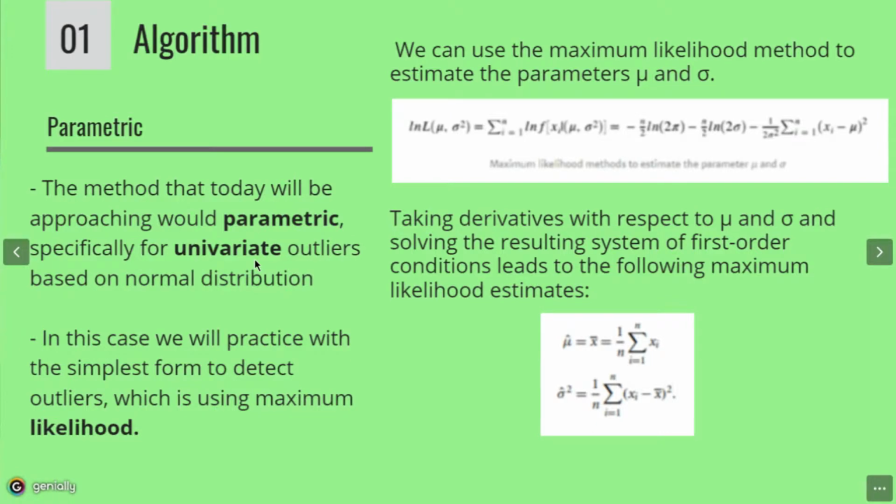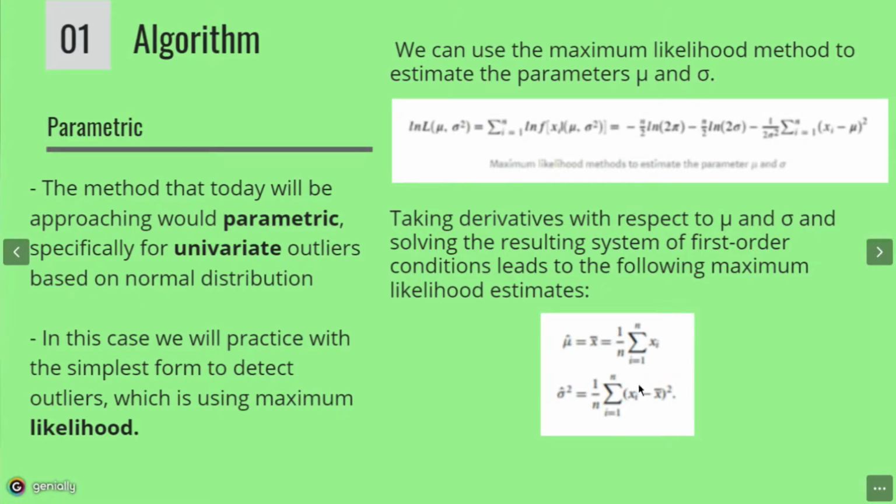We will try to detect outliers by assuming the data follows a normal distribution. In this case, we will practice with the simplest form to detect outliers, which is using maximum likelihood. Using the mean and the standard deviation, we can find outliers in a set of values. We will assume that the data follows a normal distribution, which is determined by two parameters: the mean, which is equal to the sign mu, and the standard deviation, which is equal to the sign sigma.